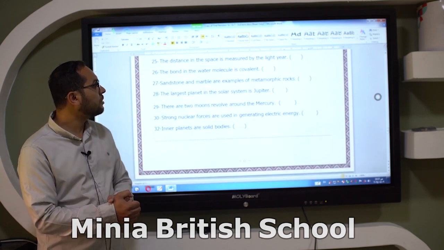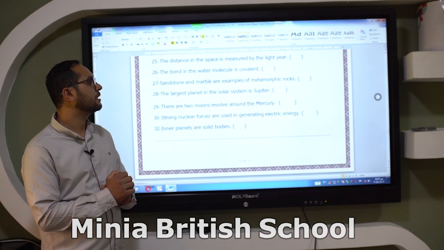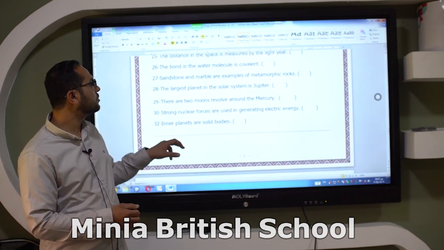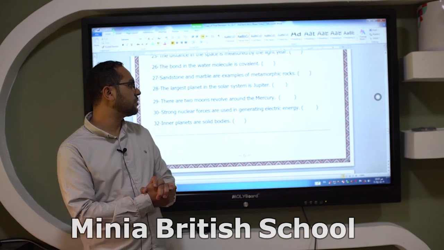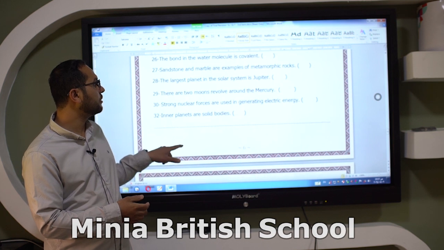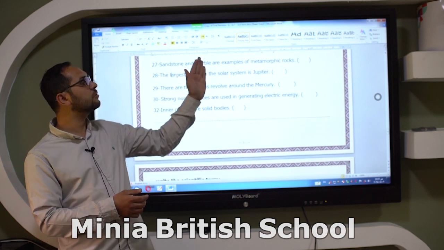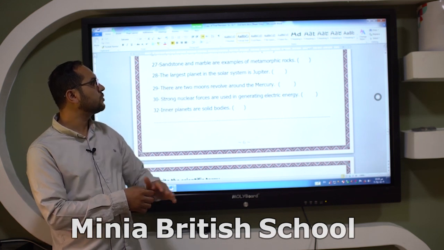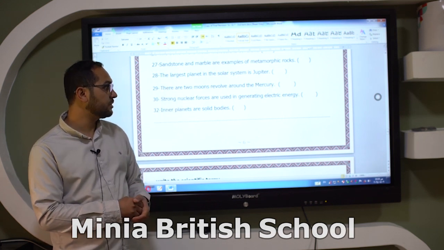The bond in water molecules is covalent. Yes, exactly, single covalent bond. Sandstone and marble are examples of metamorphic rocks. No, marble only. Sandstone belong to the sedimentary rocks. The largest planet in the solar system is the Jupiter. Yes.